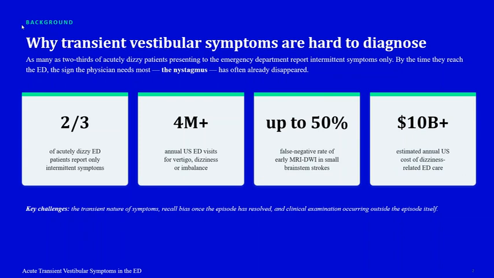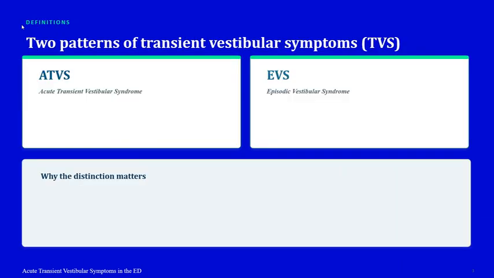emergency department care. The key challenges are the transient nature of the symptoms, recall bias once the episode has resolved, and the clinical examination occurring outside the episode itself. So, the two patterns of transient vestibular syndrome, TVS, are ATVS, acute transient vestibular syndrome, which is a single episode of less than 24 hours, may represent the first presentation of a recurrent disorder like vestibular migraine or a one-off event like vertebrobasilar TIA, alcohol intoxication.